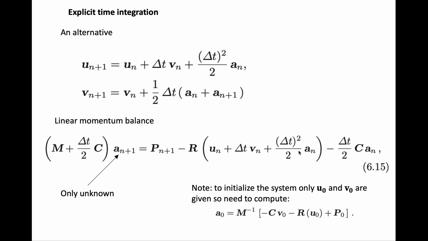You have your forces, you have some damping, and then here it looks like before, but the only unknown is the acceleration. So in this case you would solve for the acceleration at time n+1, and based on that you can update your velocity and your displacements, and then repeat. So compute the next acceleration, update velocity and displacements. And as before, you need to have the initial conditions, so velocity and displacement, and you can compute the initial acceleration from the linear momentum balance.